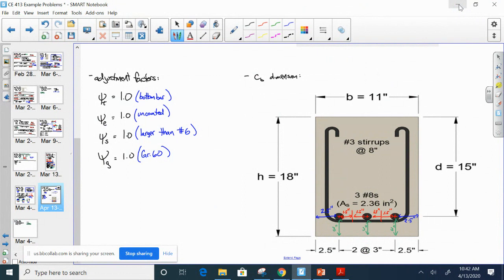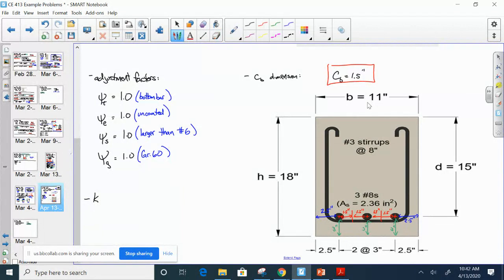So of these three, the 2.5, the 3, and the 1.5, we take the smallest, so C sub B is 1.5 inches. That one's easy. You just take the smallest of the three, because if you start yanking on those bars, you ask, well, how are the cracks going to travel? And this is how they're going to travel. Okay. So next thing we do is we compute the KTR.